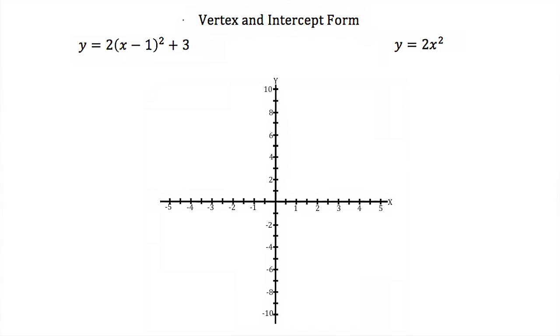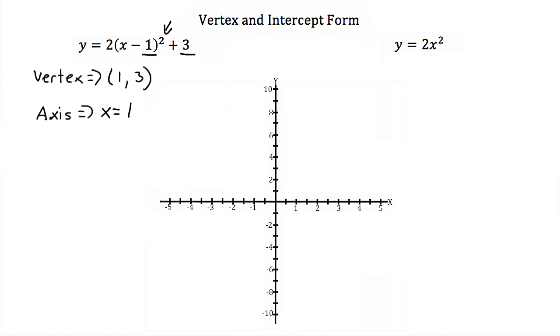So let's see how we can use that information to graph our quadratic equation. Here we have y is equal to 2 times (x minus 1) squared plus 3. Now again, we know this is a quadratic equation because of this squared term. And this tells us that our vertex is at the point (1, 3), because 1 would be our h and 3 would be our k. That also tells us that the axis of symmetry is the equation x is equal to 1.